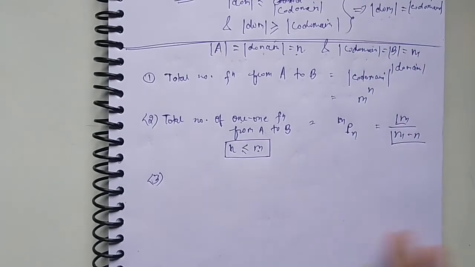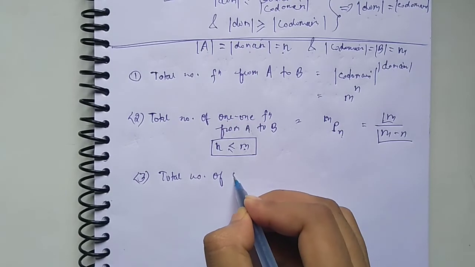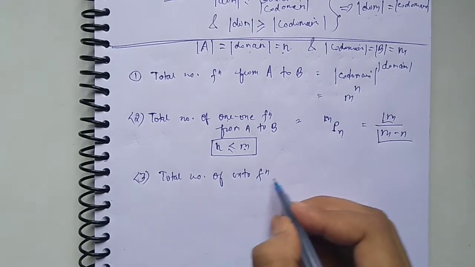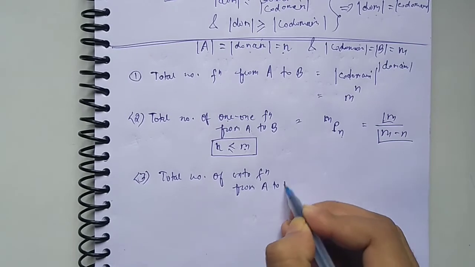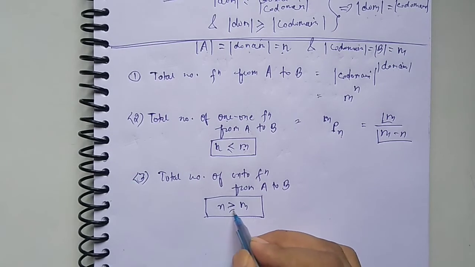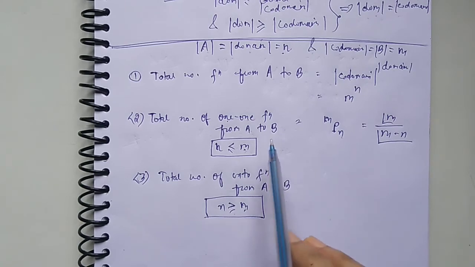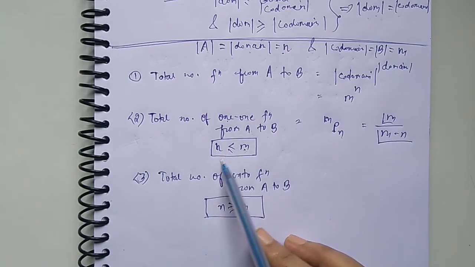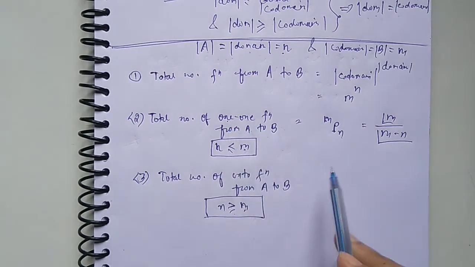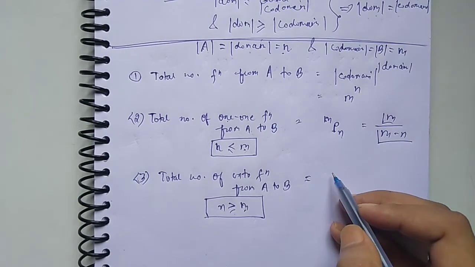And lastly, the total number of onto functions from A to B. The necessary condition is that n is greater than or equal to m. That means the cardinality of the domain must be greater than or equal to the cardinality of the codomain. If this fails, then the number of onto functions from A to B will be 0. Similarly, in the one-one case, if n is greater than m, then the total number of one-one functions will be 0. And it can be given as a formula which should be remembered always.